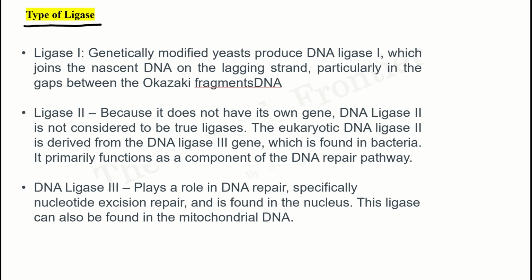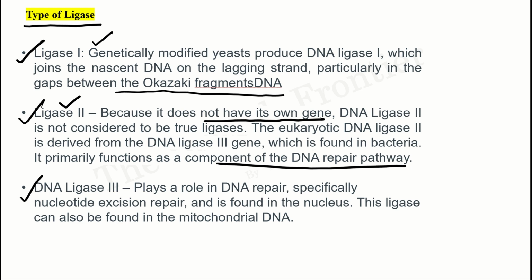Next is the types of ligase. Basically, there are three types of ligase: DNA ligase first, second, and third. DNA ligase first is produced by genetically modified yeast, and it has a role in joining the Okazaki fragments of the lagging strand. DNA ligase second is not a true ligase because it does not have its own gene, and it has a role in the DNA repair mechanism.